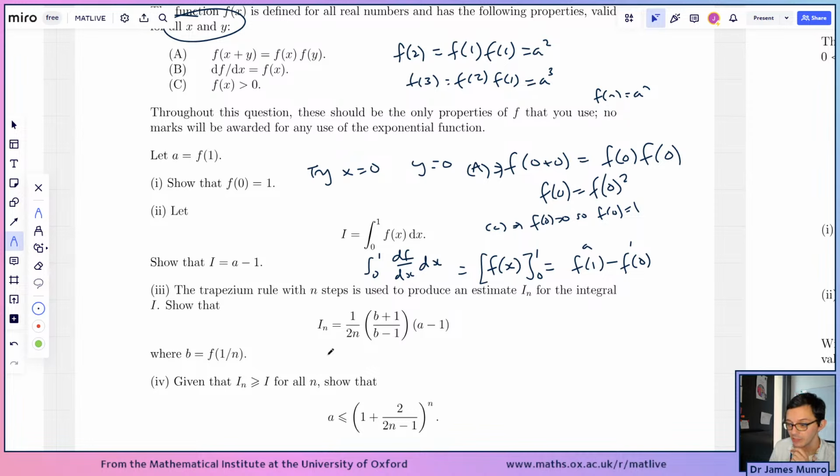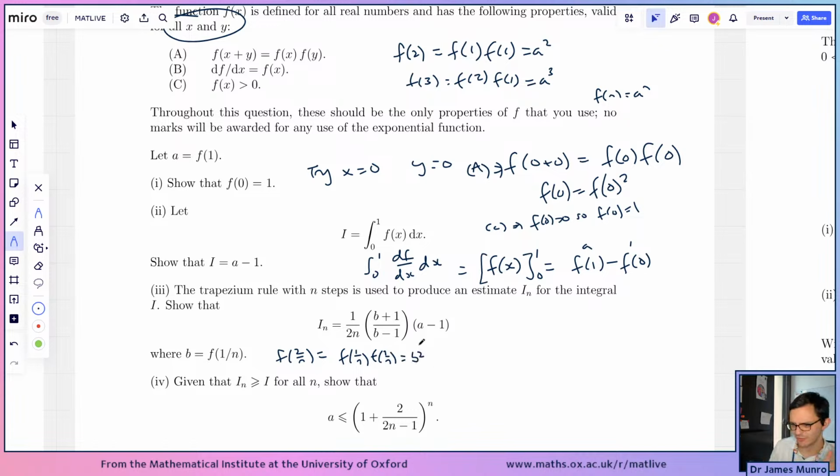Trapezium rule. Oh my goodness. Trapezium rule is not on the syllabus anymore. So if you can't do that, then that's fine with me right now. At some point in your life, you'll probably learn about the trapezium rule. Oh, I see. Well, how is this working? Oh, right, okay. B is f of 1 over n. So f of 2 over n, like I was doing up here, is f of 1 over n, f of 1 over n. So that's b squared, and so on.